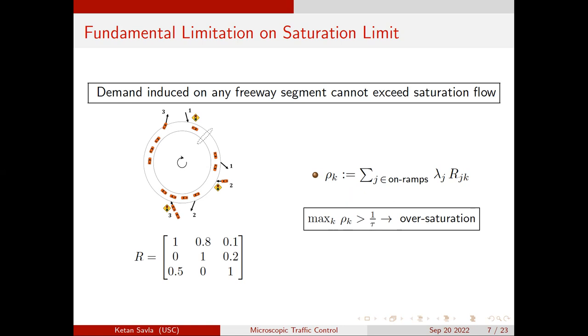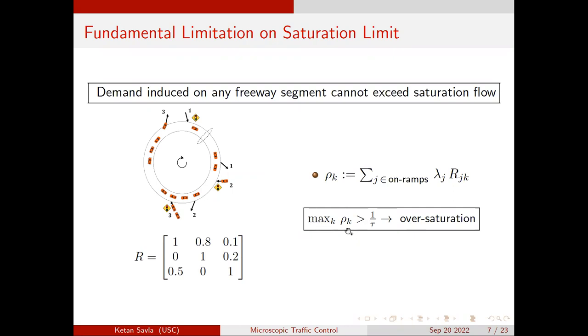On any segment, the maximum flow that I can achieve is when all the vehicles are nicely spaced, exactly a fixed time apart, moving at the speed limit, et cetera, right? So if this condition is violated, then no matter how sophisticated a ramp metering algorithm is, coordinated, uncoordinated, localized, learning-based, whatever, it cannot prevent saturation. So this is in some sense a fundamental limit that every ramp metering algorithm has to satisfy.